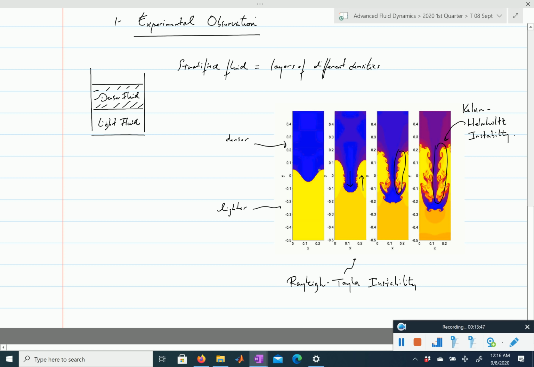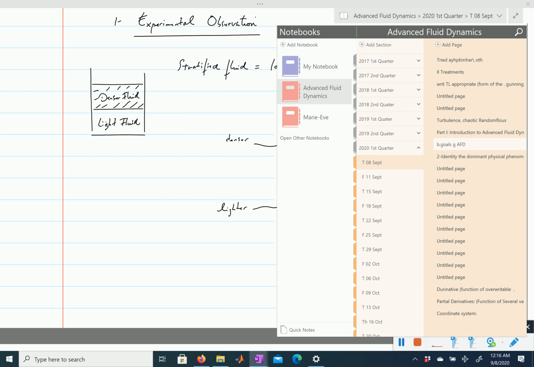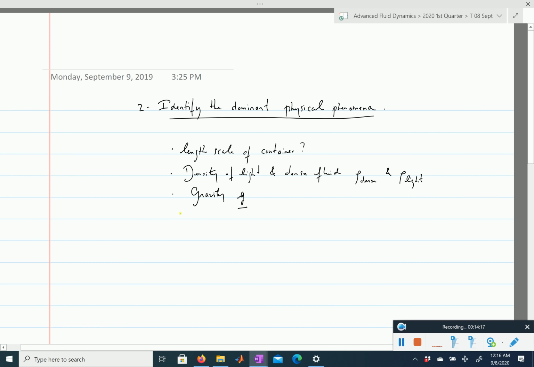Well, you have here a free interface. If this was oil and that was water, sorry, that would be the other way around if it was to be unstable. So if this was water and this was oil, then there will be an interfacial tension here, which might be relevant. So maybe the interfacial tension is important.